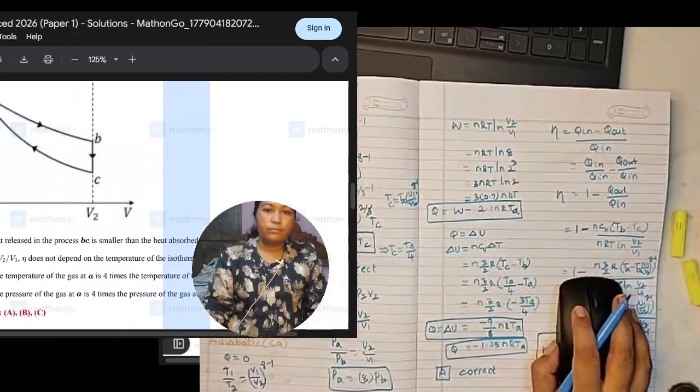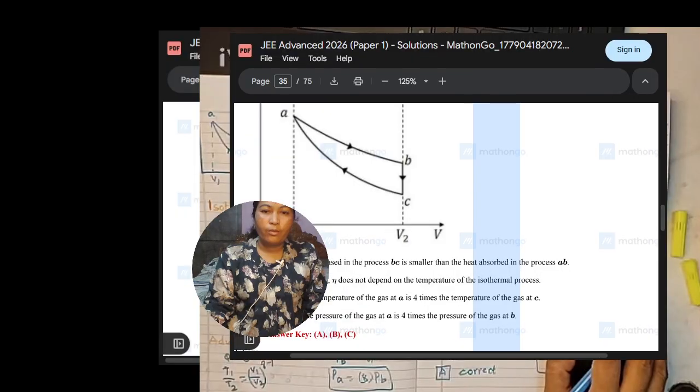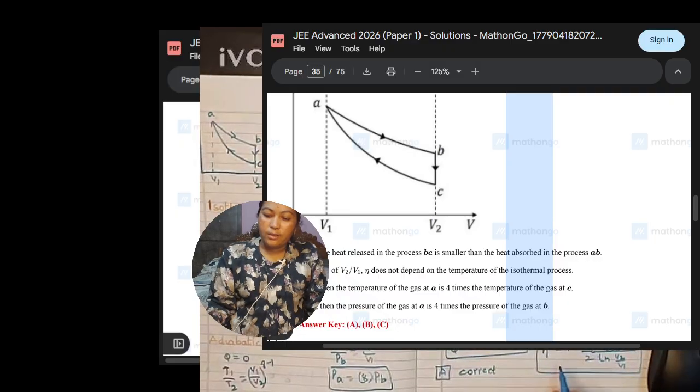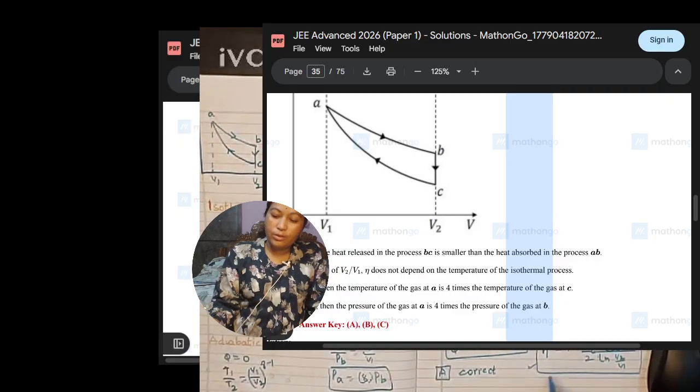So what you get is that option B, that eta does not depend on the temperature, is satisfying. Option B is correct.